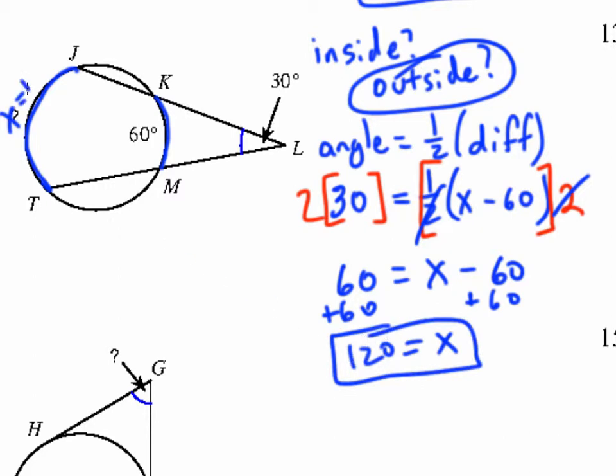And you could try that. I mean, look at this. Take 120, subtract 60. 120 minus 60 is 60. And what's half of 60? 30. So the angle is half of the difference. And it makes sense when you look at these numbers. The angle is half of the difference.